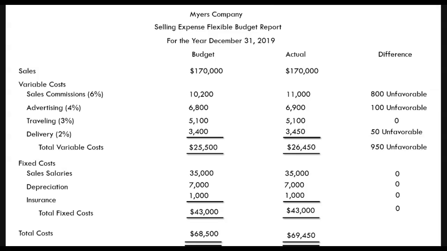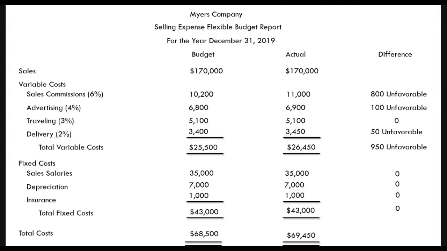For the difference column here, once again, there's two different ways that we can go about this. We can just compare our two total cost amounts, $68,500 and $69,450. If you subtract those, you'll see a difference of $950.